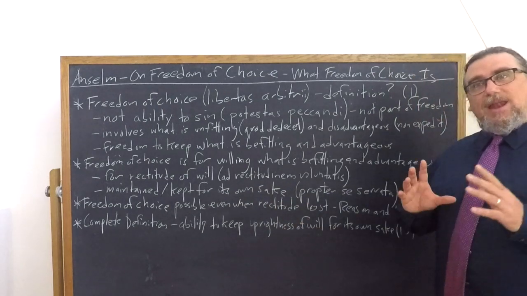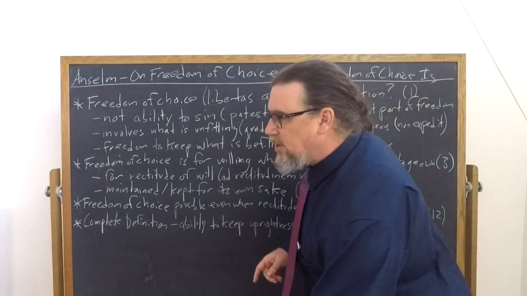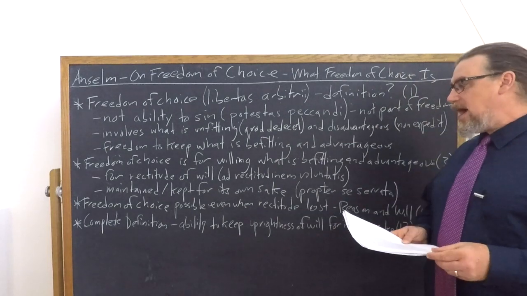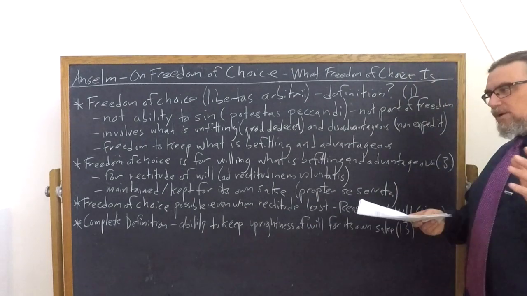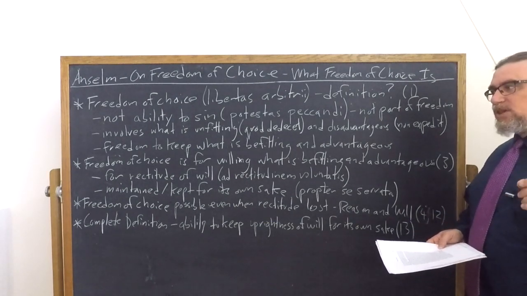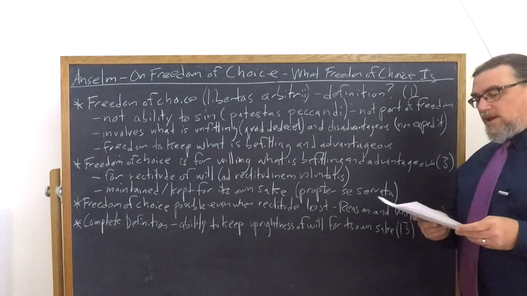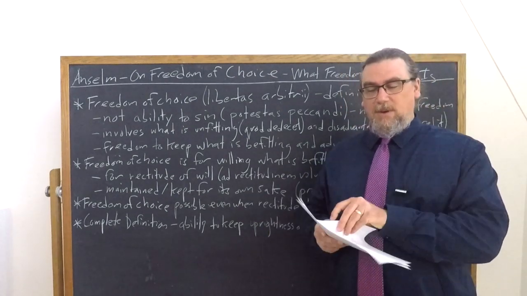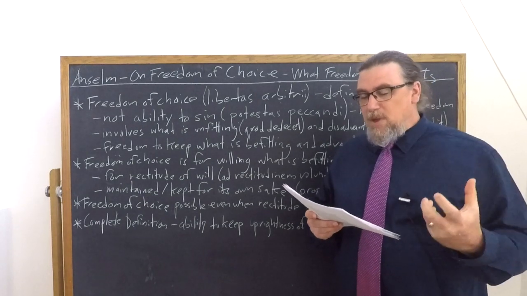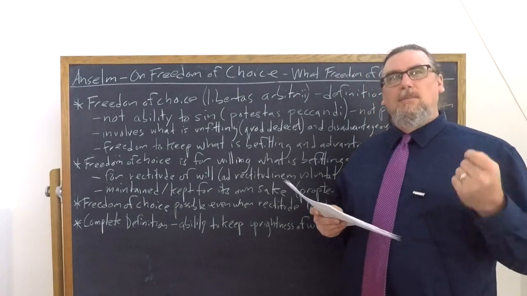In chapter 13, which is almost the last chapter of the work, he will give us a definition, or he'll maintain that the ability to keep uprightness of will for its own sake, the potestas to keep this, is in fact the complete definition of freedom of choice. So he'll go through a number of different discussions about this, and say that the ability is the genus of freedom. So freedom, libertas, fits under potestas.